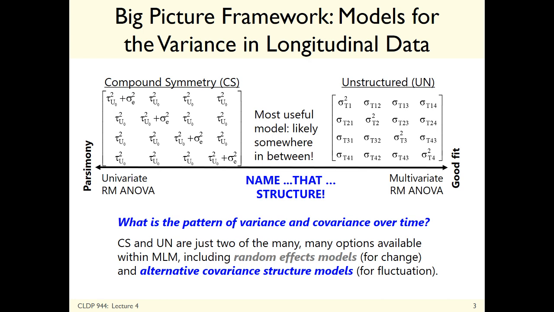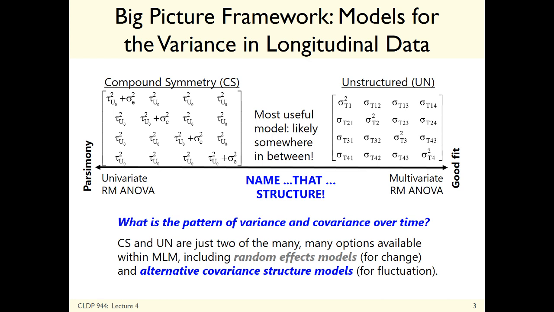There is no pattern. We're not trying to predict what the variance and covariance look like over time using just 2 parameters or just 3 or just 4. No, we're letting them all be what they want. So this example has 4 occasions. That would take 4 different variances and 6 different covariances. What if I had 10 occasions?